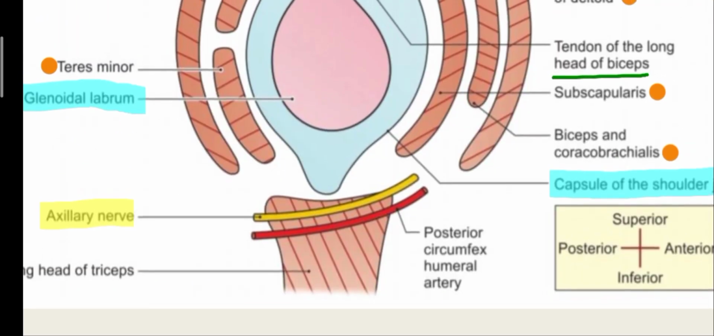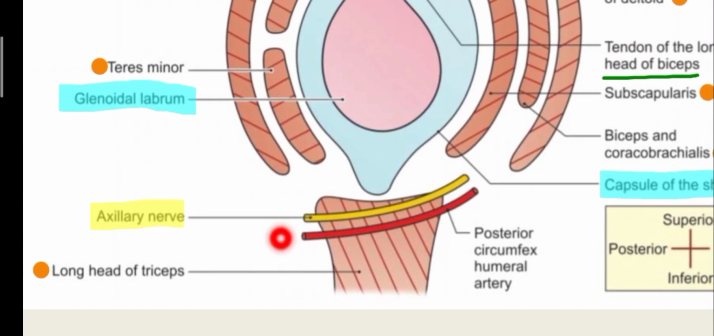Coming to the inferior relations, your long head of triceps muscle and a nerve and some vessels. Okay, the long head of triceps, axillary nerve and posterior circumflex humeral vessels form your inferior relations.